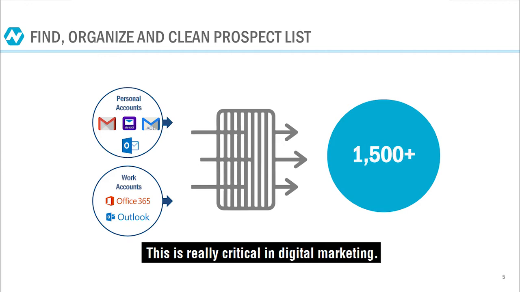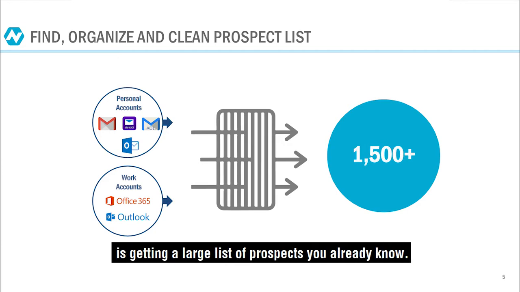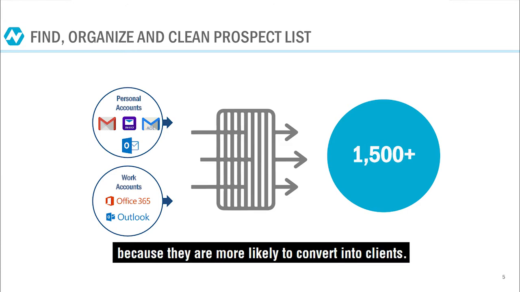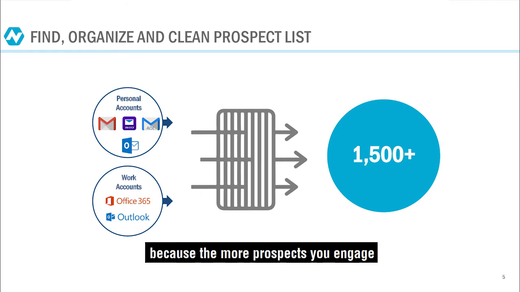This is really critical in digital marketing. The most important thing in digital marketing is getting a large list of prospects you already know. You want prospects you already know because they are more likely to convert into clients. And you want a large list because the more prospects you engage, the more likely they are to contact you when they have a financial need.